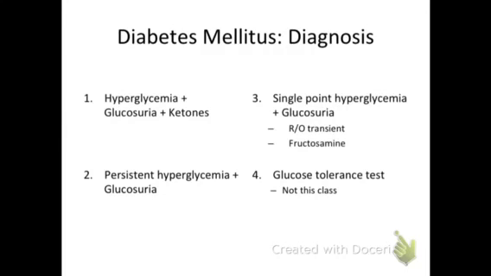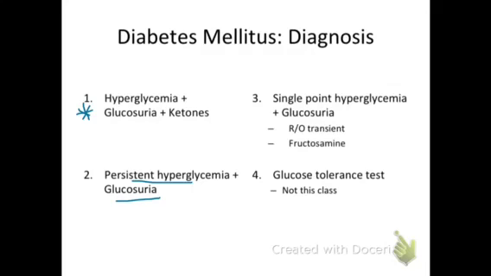Diabetes mellitus can be diagnosed in various different ways. The most reliable criteria for diagnosis is the presence of concurrent hyperglycemia, glucoseuria, and ketonuria. And this is because this combination of findings is not expected to occur with other diseases. Diabetes can also be diagnosed by documentation of persistent hyperglycemia with persistent glucoseuria.